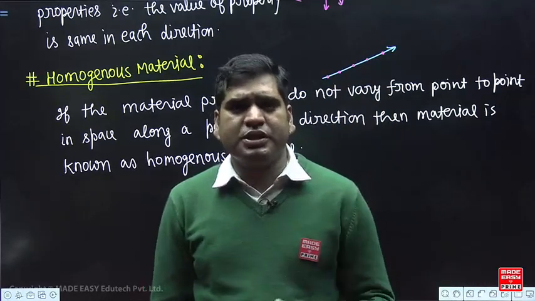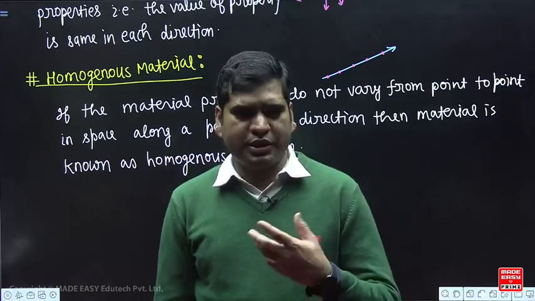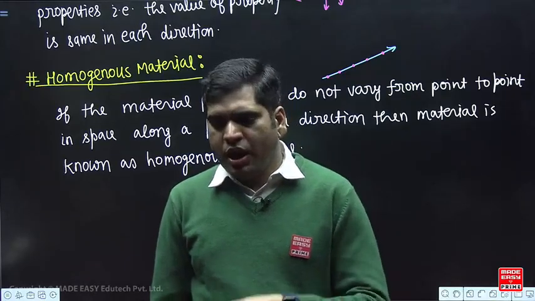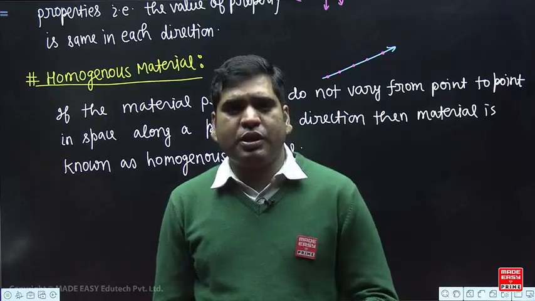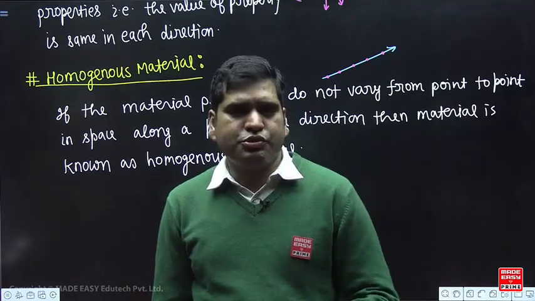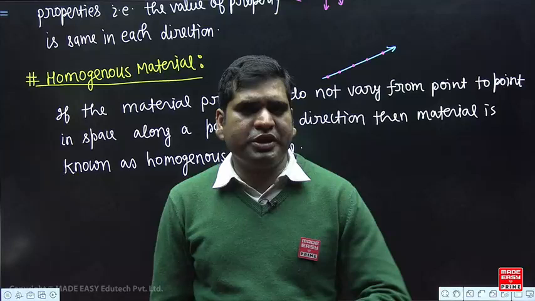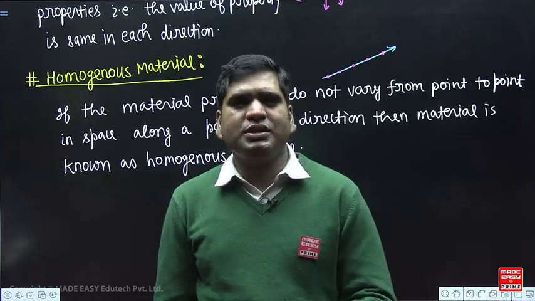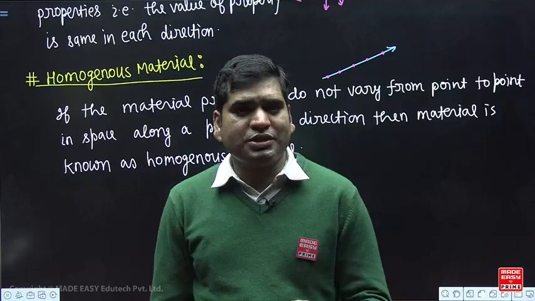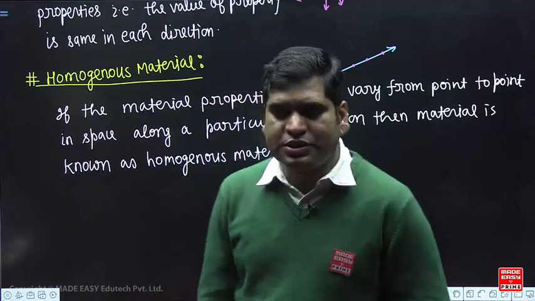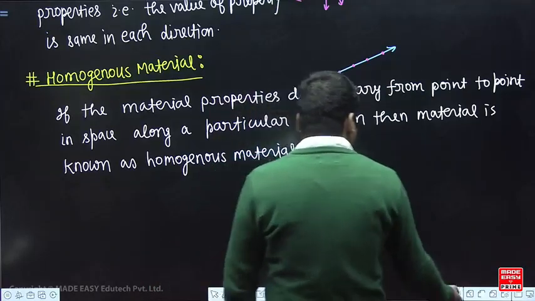Carbon at room temperature is found in the form of graphite. Graphite has hexagonal crystal structure. But when you increase the temperature of carbon, it gets converted into diamond, and diamond has cubic crystal structure. It means carbon is allotropic, polymorphic. It has different crystal structure at different temperatures. So the next definition is allotropic material.